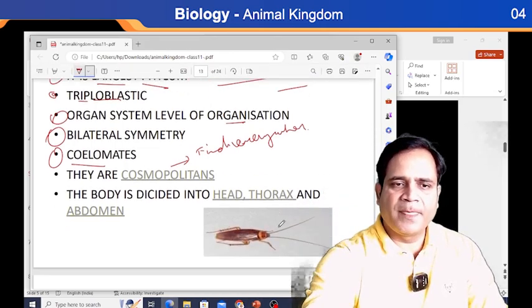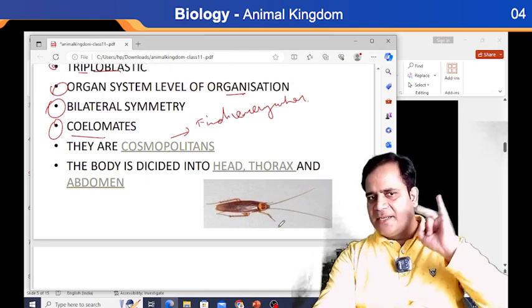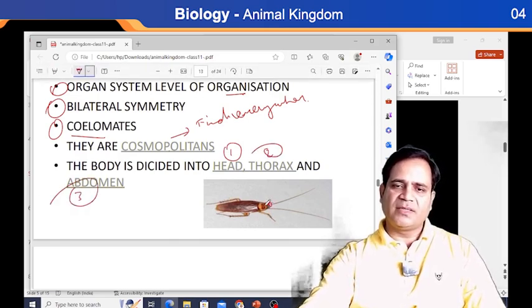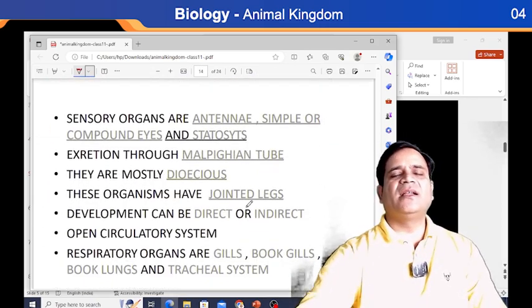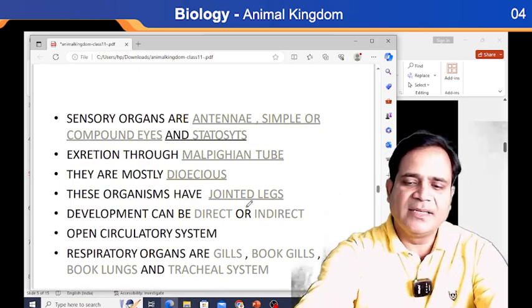Okay. The body is divided into how many parts? 3 parts. That is head, thorax, and abdomen. So this one is the head region, thorax region, and this one is what? Abdomen. So see, this one is the head, thorax, and this one is what? Abdomen. Correct? Now, if anybody asks you about Arthropoda having a sensory organ, then what do you say? There is antenna. See, this one is the antenna.